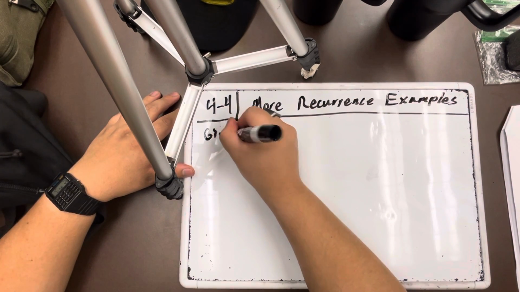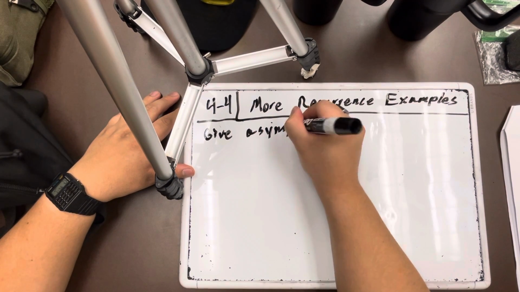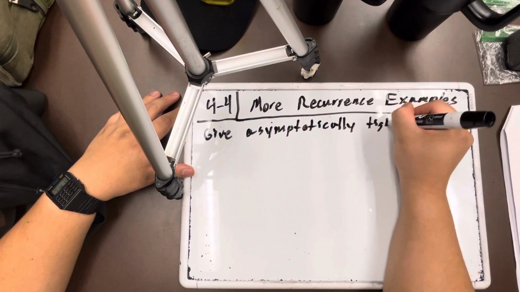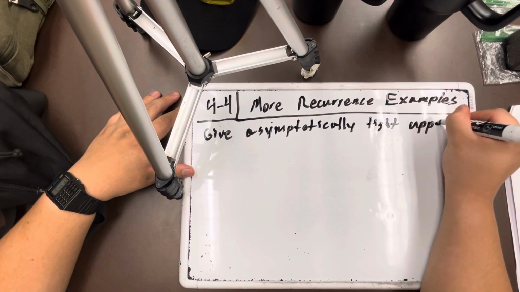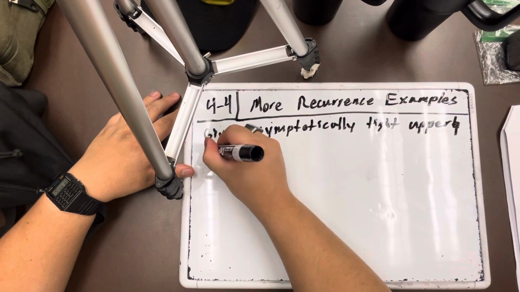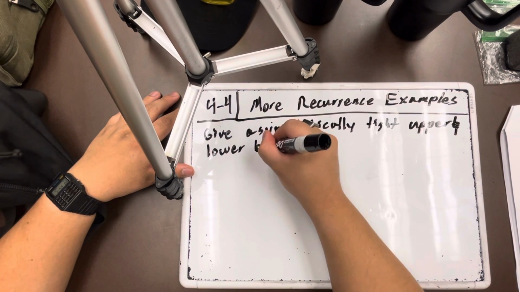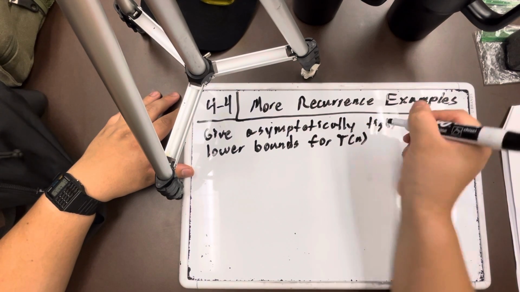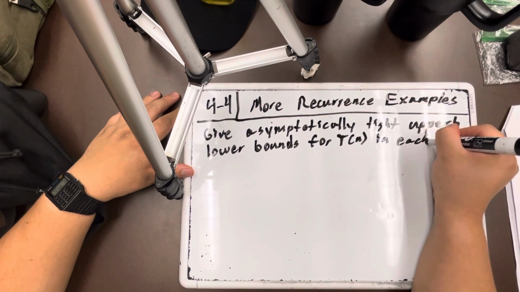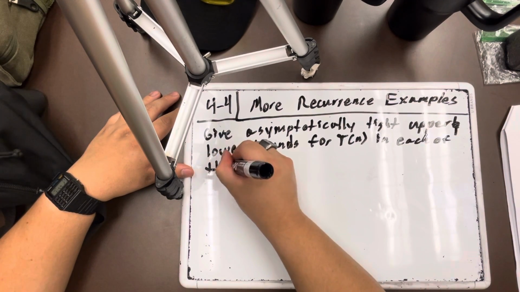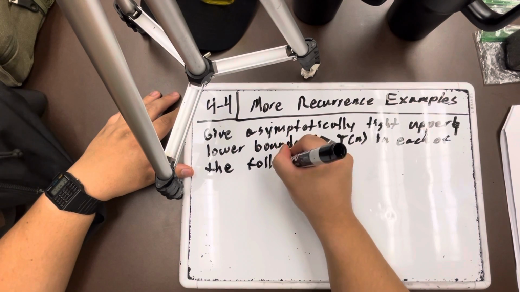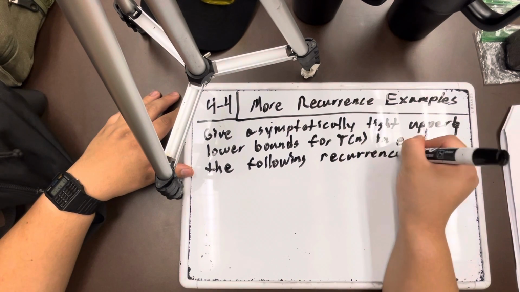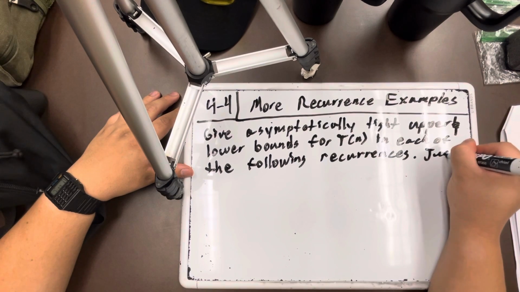So we have: give asymptotically tight upper and lower bounds for T of n in each of the following recurrences. And we are told to justify our answers, which we always do anyway, but yeah.